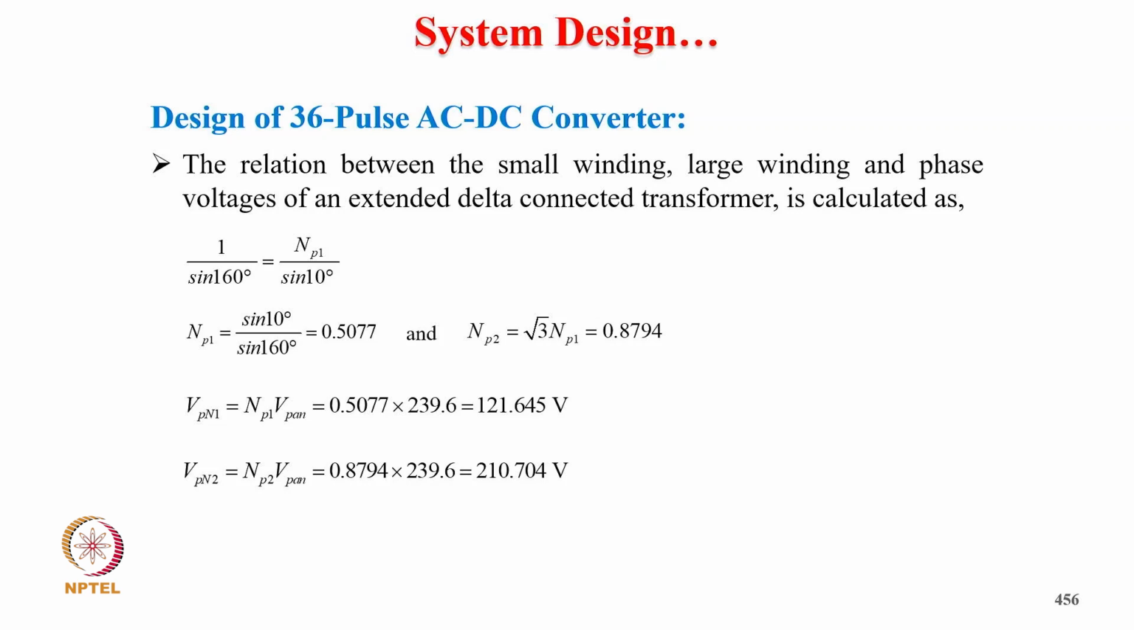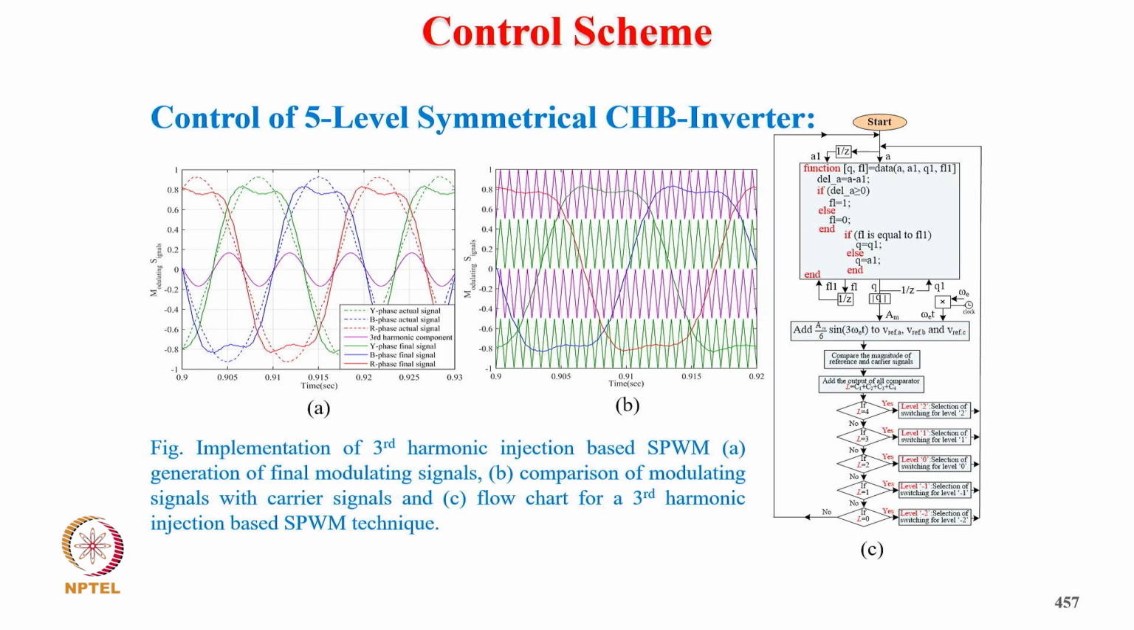So the relation between the small winding and large winding and phase voltage of the extended delta transformer is calculated: 1 upon sine 160 equal to NP1 upon sine 10. So NP1 equal to sine 10 upon sine 60, that is 0.577. NP2 is root 3 NP1, that is 0.8794. So VP1 equal to NP1 into VPN, that is 0.5077 into 39.6, that is 121.645 volt, and VP2 equal to NP2 into VPN, which puts the value at 110.704 volt.